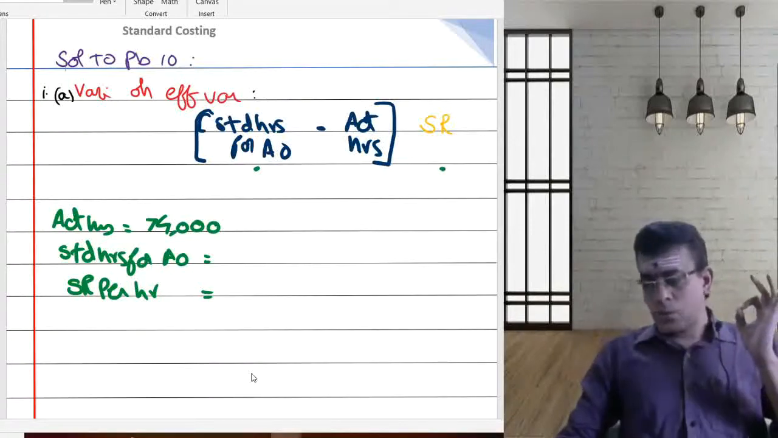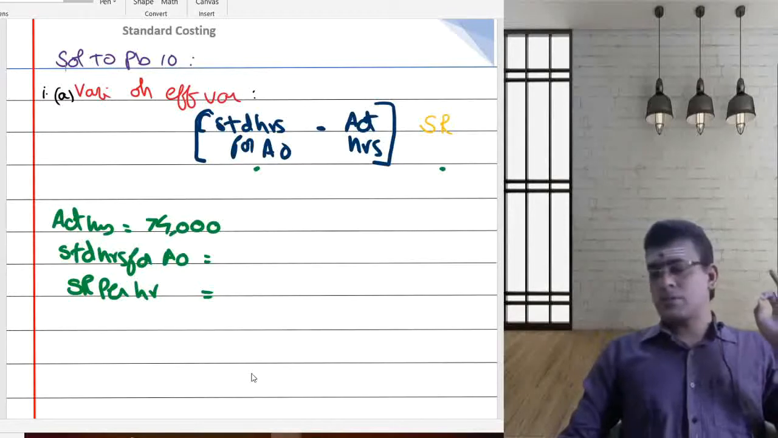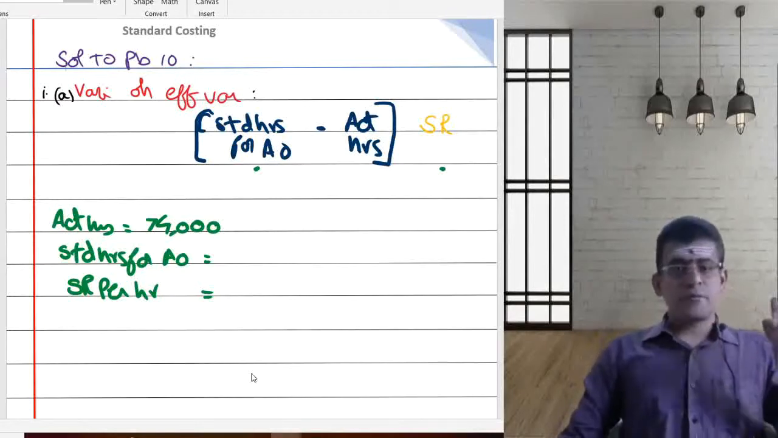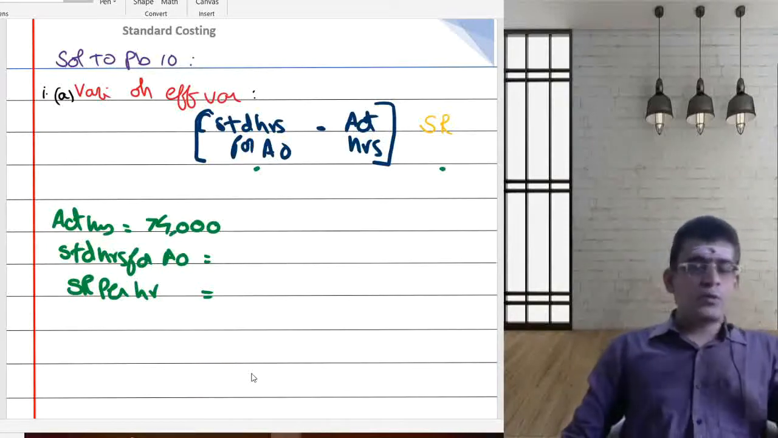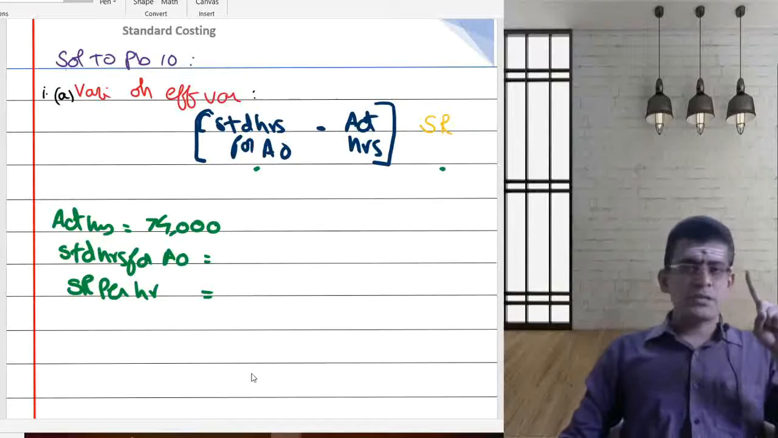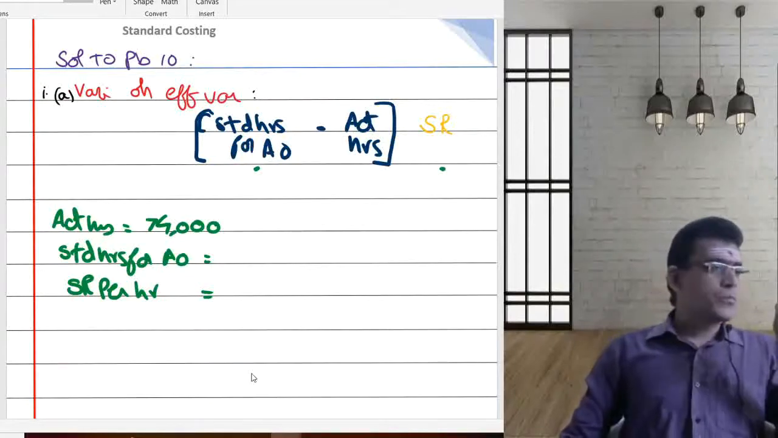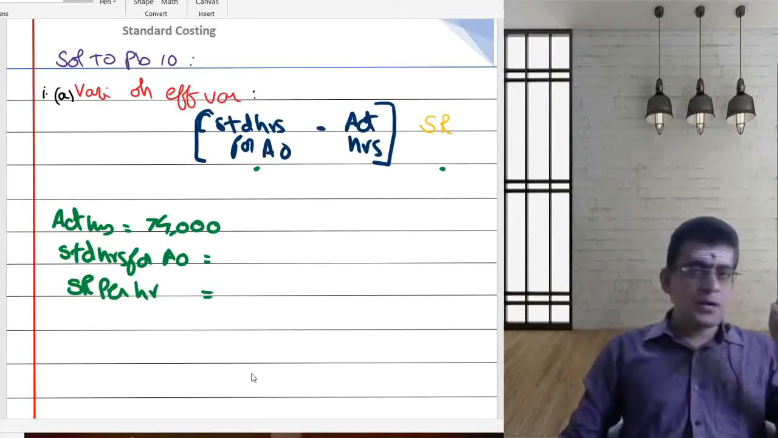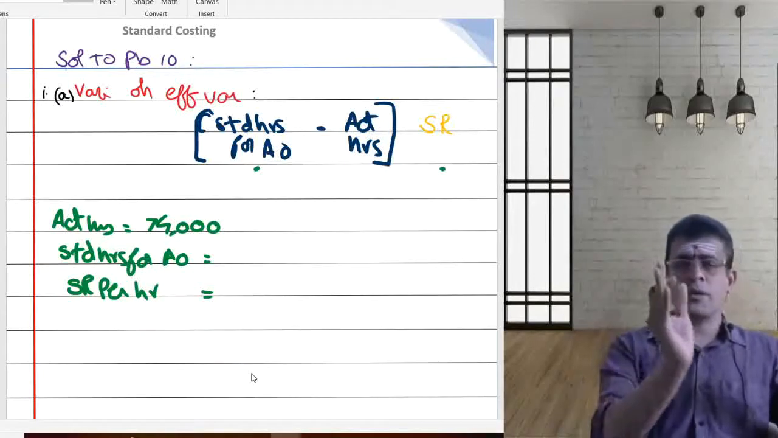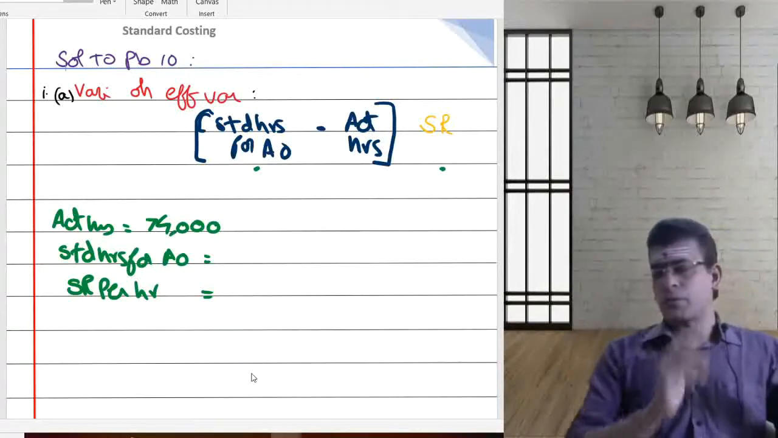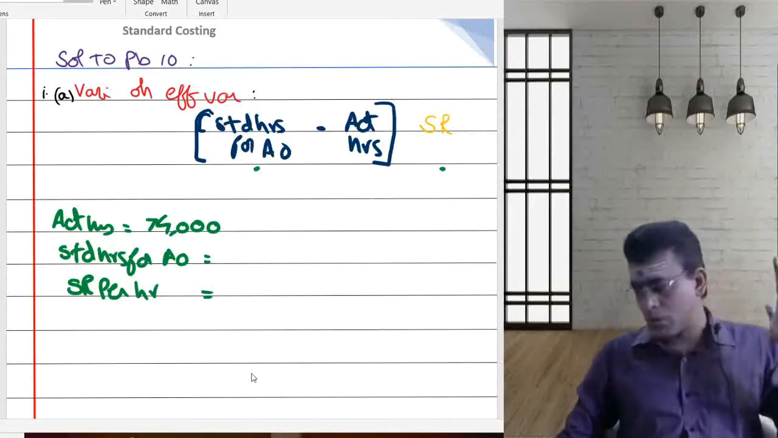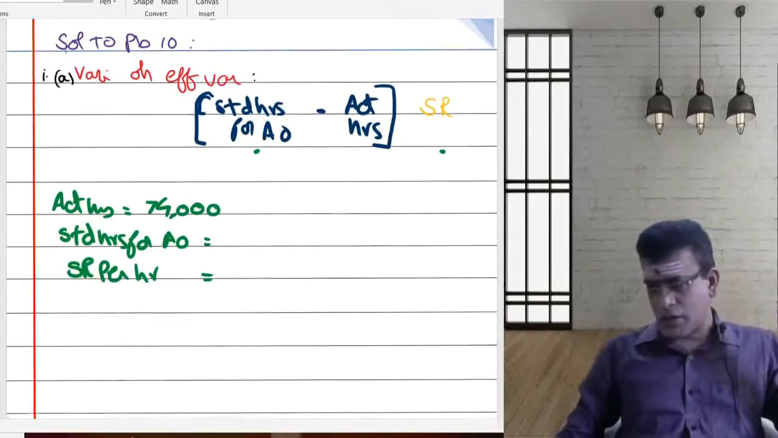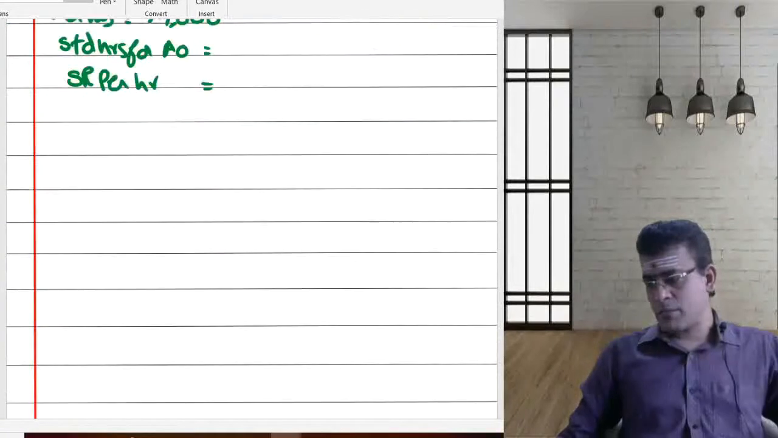Now I know that I need to find out standard hours. To find out standard hours, 3 pieces of information are required: actual output, standard output, and to produce 1 unit, what is the time taken? One piece of information is there, the other I need to find out. If my standard output is 1 unit, how many hours are required to produce this standard output? If this link is established, we can find out the standard hours. Now, let us try to calculate everything one by one.